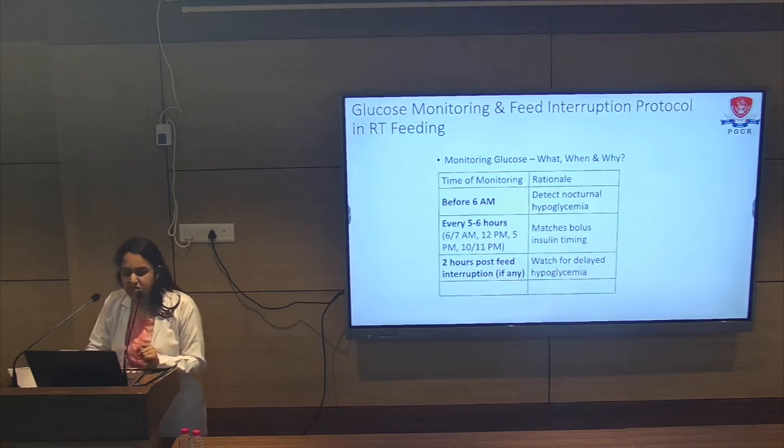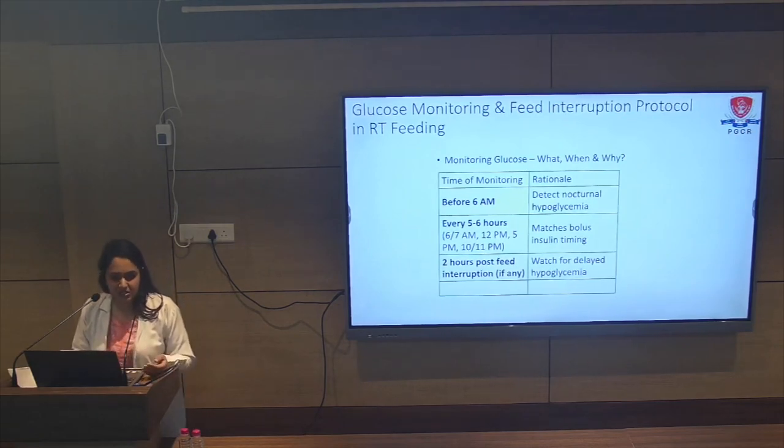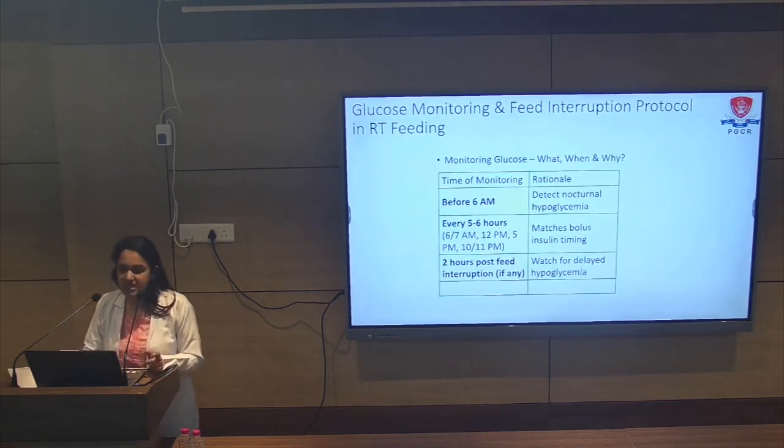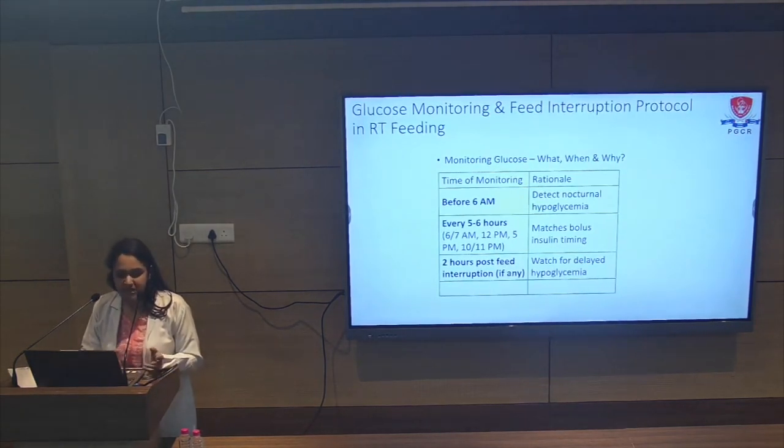Now in this patient, when should we monitor the glucose levels? We monitor before 6 am to detect any nocturnal hypoglycemia. We monitor every 5 to 6 hours, which will match our bolus insulin timings. We check 2 hours post-feed interruption, if there has been any, to watch for delayed hypoglycemia.